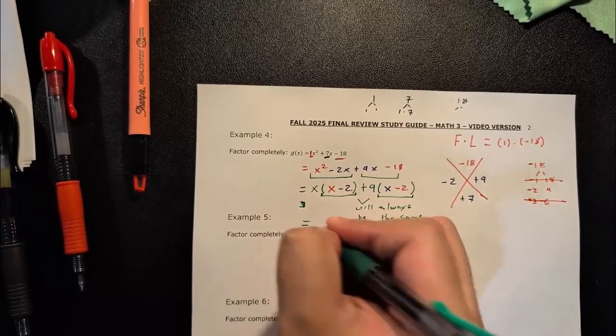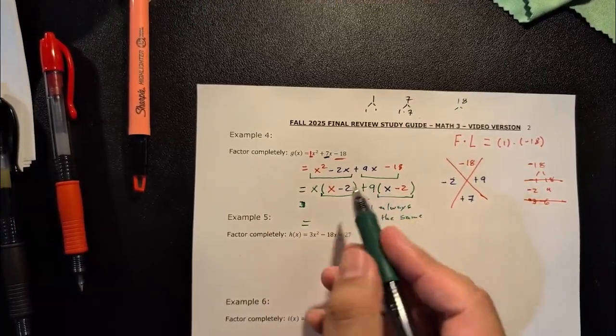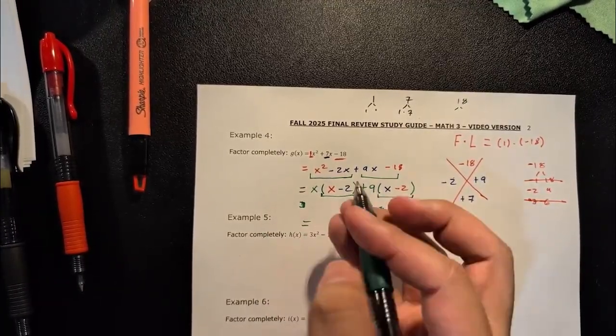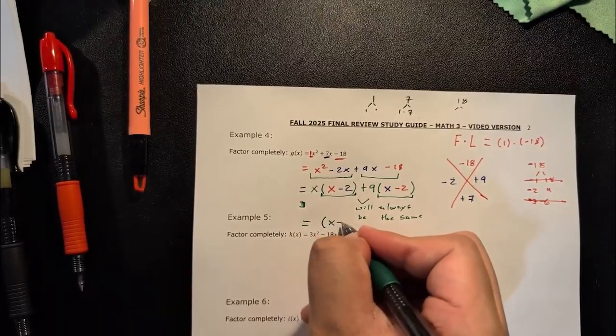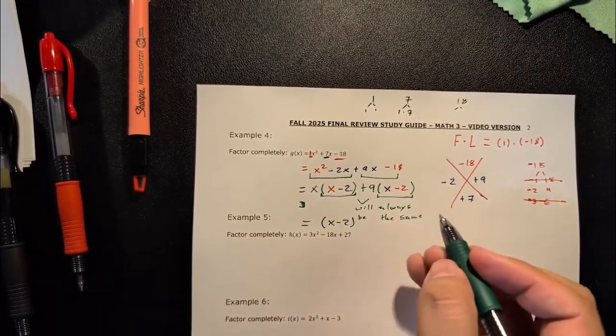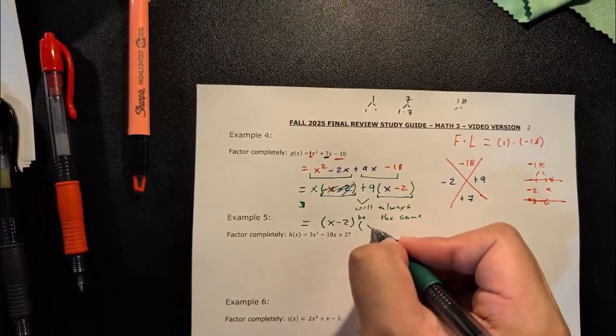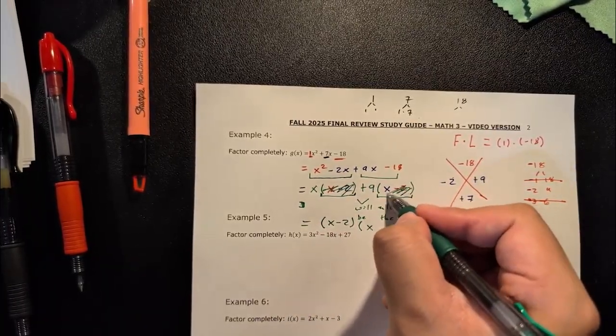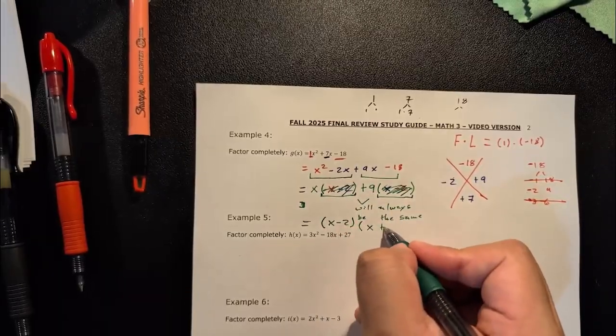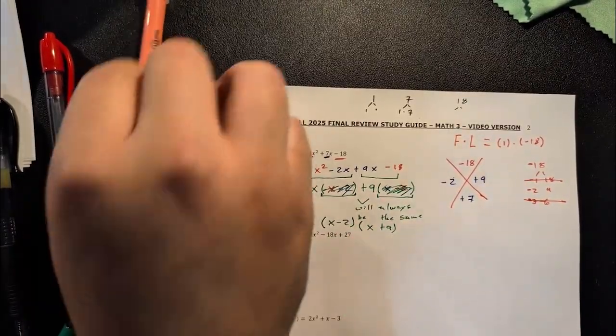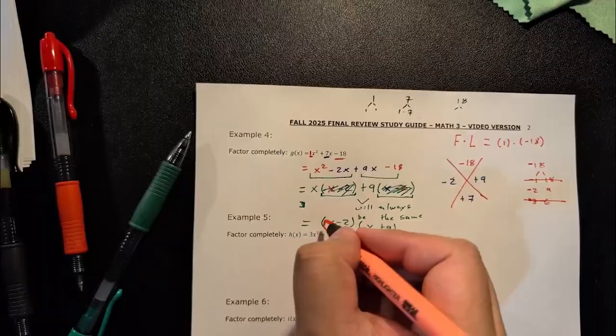Continuing this. Since we have x minus 2 written twice, we're going to factor that out, and we get x minus 2. And then if I erase this, I'm left with x. And if I erase this, I get positive 9. And then this would be my final answer.